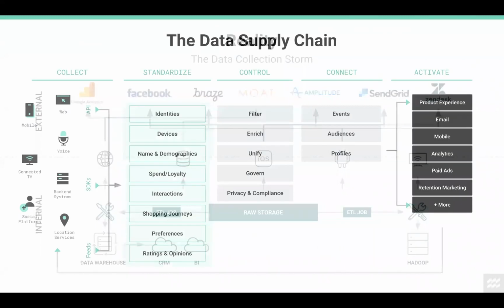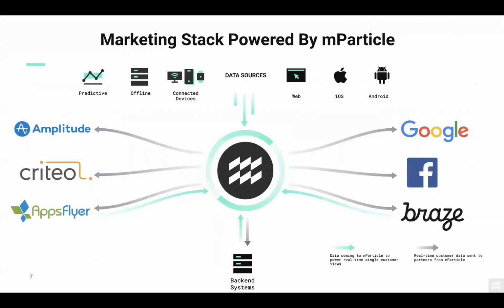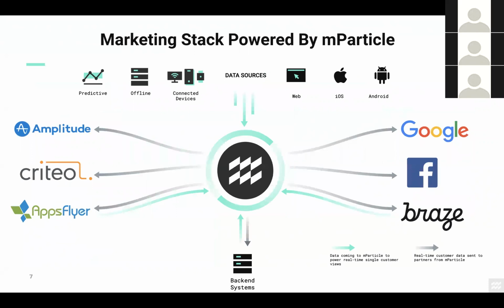What people are trying to achieve is more of a data supply chain that looks like this, where the collection can happen across a variety of different properties. It can be standardized, which is the key to all this. Once standardized and centralized, we can have some control over it and then connect it downstream to wherever it needs to go. That's where mParticle comes in and sits at the center as a data infrastructure layer. A CDP allows you to centralize this data so the controlling and unification can happen in real time across a variety of different properties, and then forward it out to different tools that matter to the business.